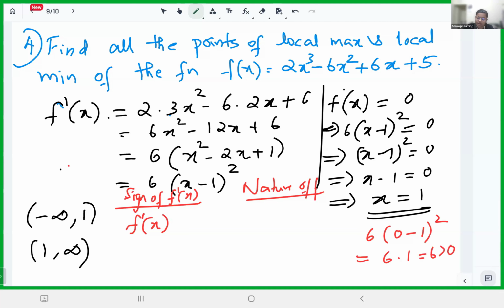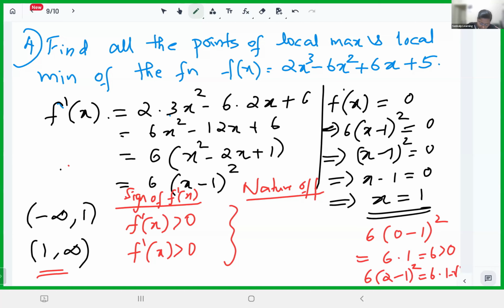So here f dash of x is greater than 0. Now you consider any point from the interval 1 to infinity. Take 2. So this is equal to 6 into (2 minus 1) the whole square. That is again 6 into 1 square. That is 6 into 1, which is 6, greater than 0. So here also f dash of x is greater than 0. So from this, what can you understand about the nature of the function from the sign of f dash of x?